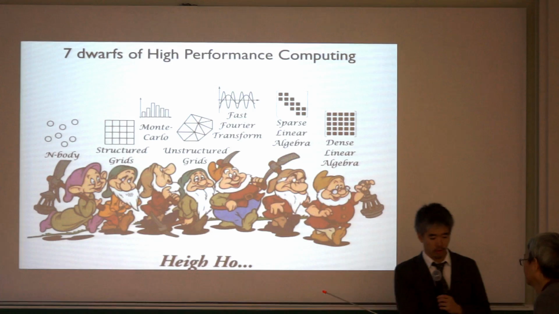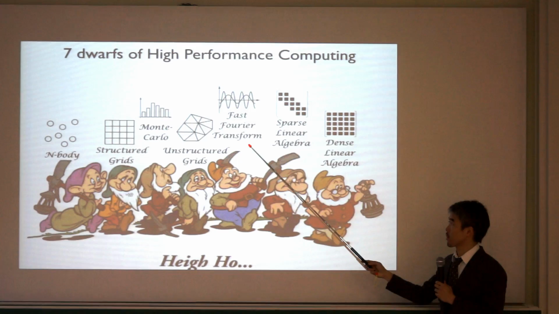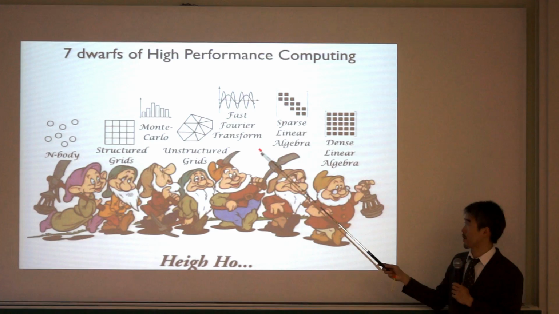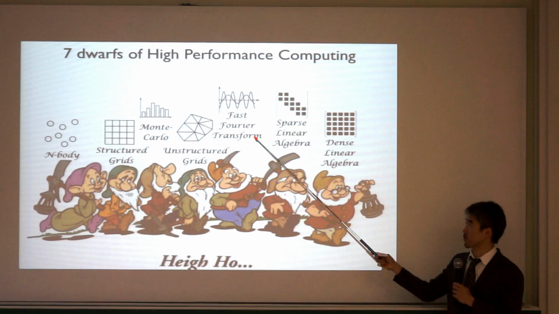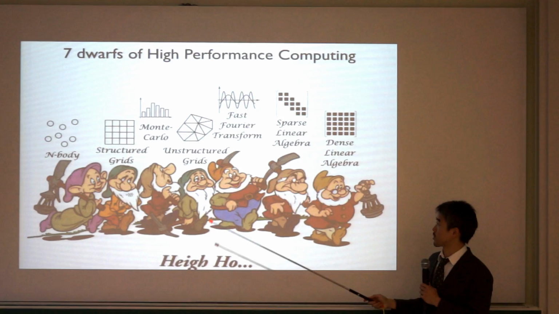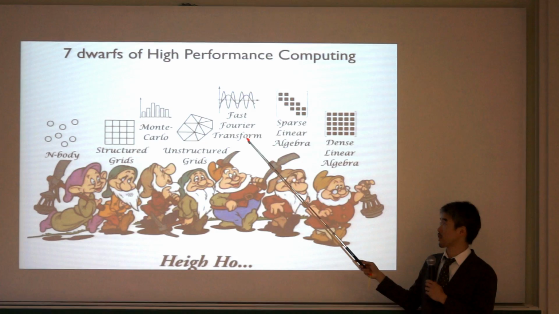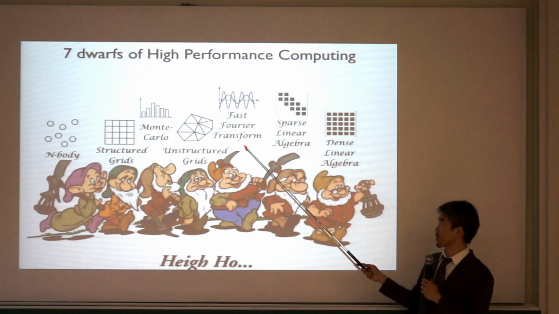FFT is another well-known algorithm. It's applied in a lot of signal processing applications, or even in scientific computing if you use things like spectral methods, pseudo-spectral methods, spectral element methods, and so on. It has a very unique type of communication pattern, which makes it difficult to scale on large supercomputers.